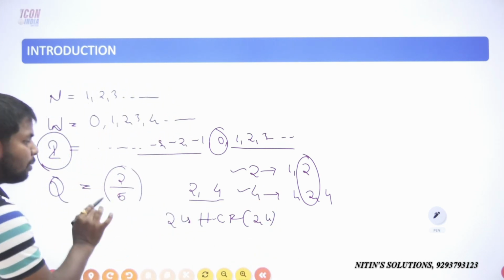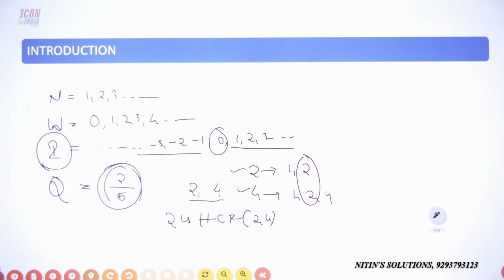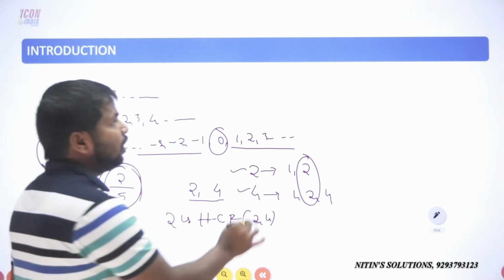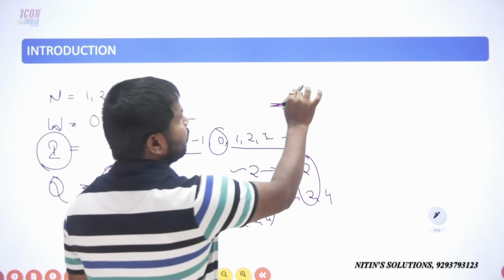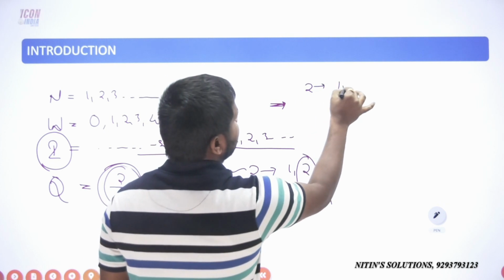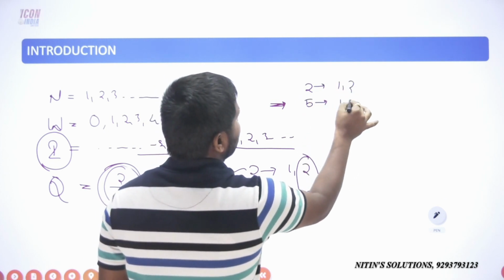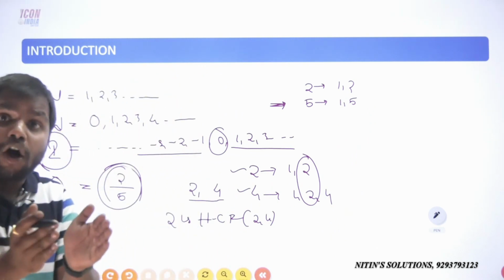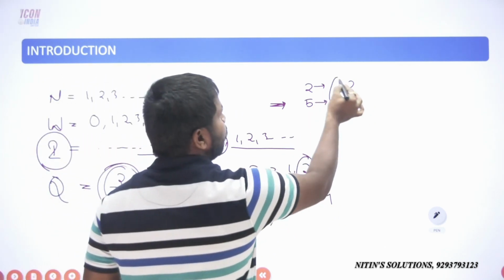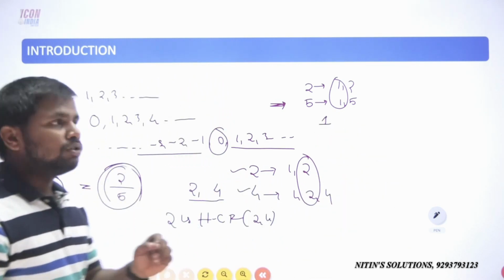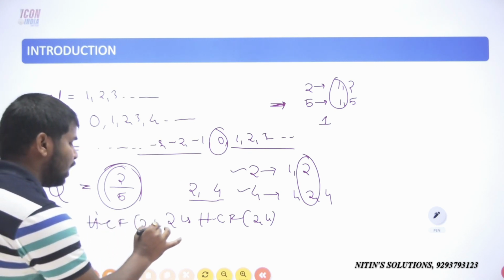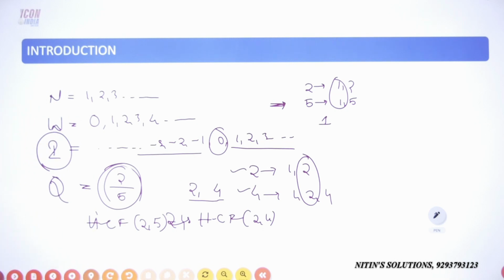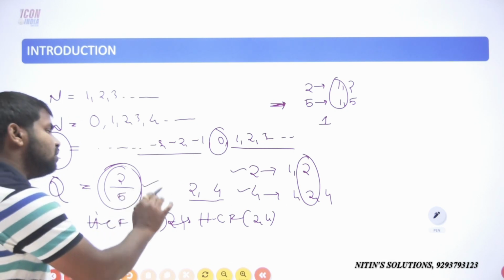Now, whether 2 by 5 is a rational number or not: you have to find out whether the HCF is 1 or not. The factors of 2 are 1, 2, and the factors of 5 are 1, 5. The highest common factor is 1. So the HCF of 2 and 5 is 1, and we can consider this as a rational number.